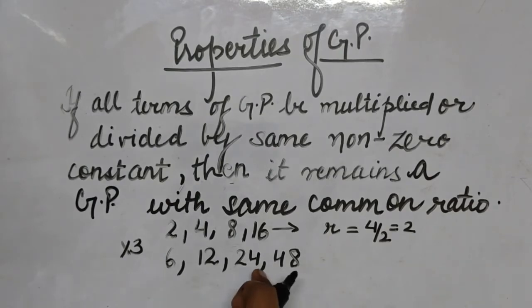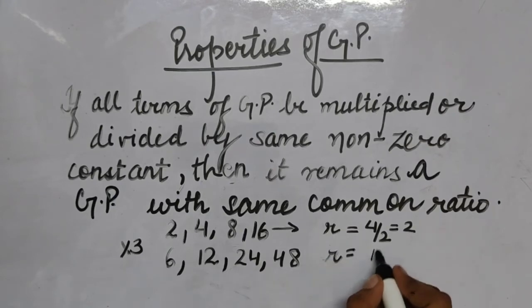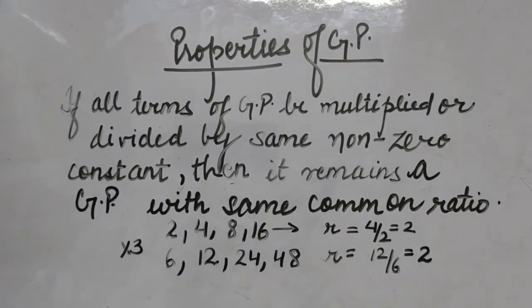But if we are talking about this GP, then R will be equal to A2 by A1, that is 12 by 6, which is equal to also 2. It means in both of the GPs, common ratio is same. Right? So the first property implies that if we multiply or divide by a non-zero constant to all the terms of a GP, then the resulting sequence will also be a GP, but their common ratio will be also same. So this is our first property.